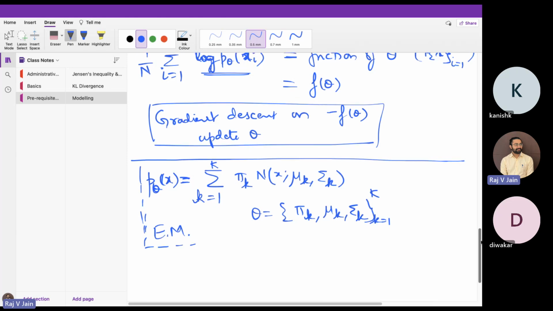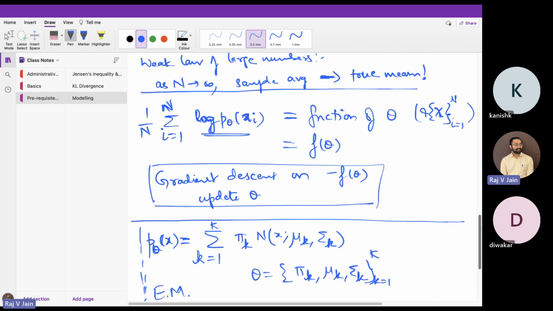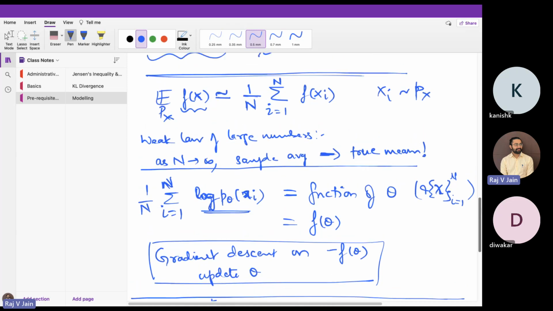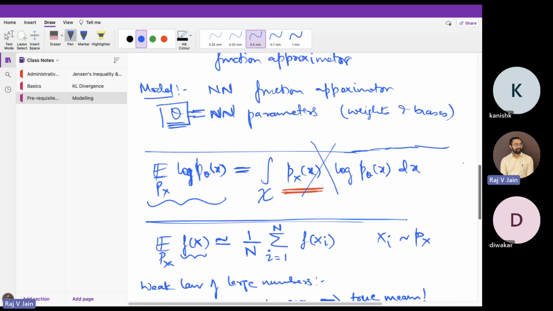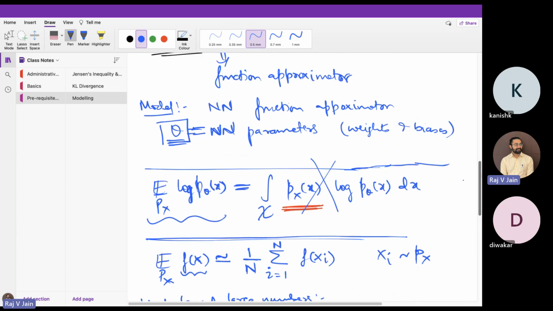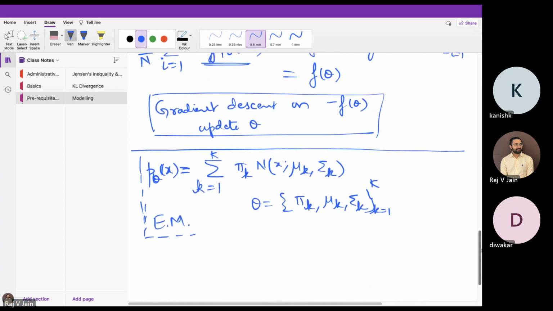Now, what we have chosen is this way of looking at neural networks as function approximators. Whatever way the neural network changes is through its parameters. So its parameters become the model parameters for our use case, and that modifies your p theta of x.